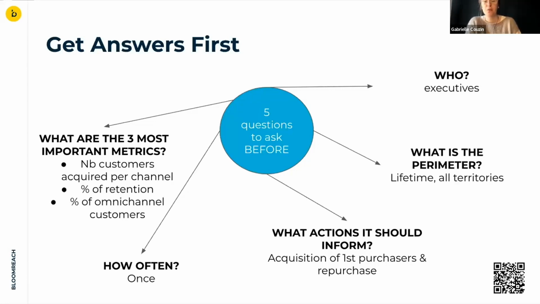What action should it inform? Well, it should inform how we look at acquisition of our first purchasers and their repurchase. They want to understand that. How often are they going to see it? Probably only once. And the three most important metrics that have been given are the number of customers acquired per channel, the percentage of retention, and the percentage of omni-channel customers. So now I already have a little bit of color, that I understand that channel is definitely something very important for my audience. Cool. Let's go and build it up.